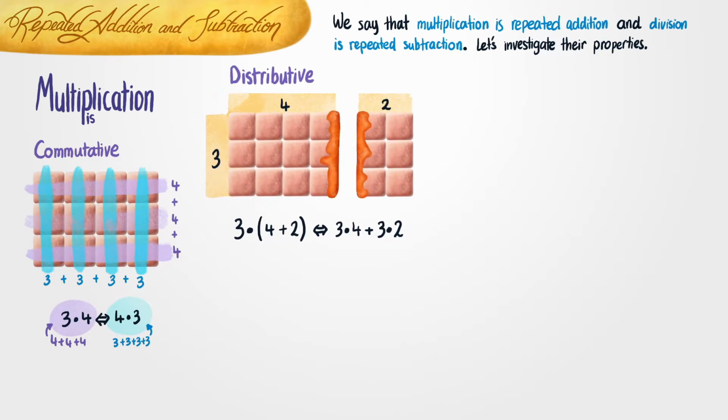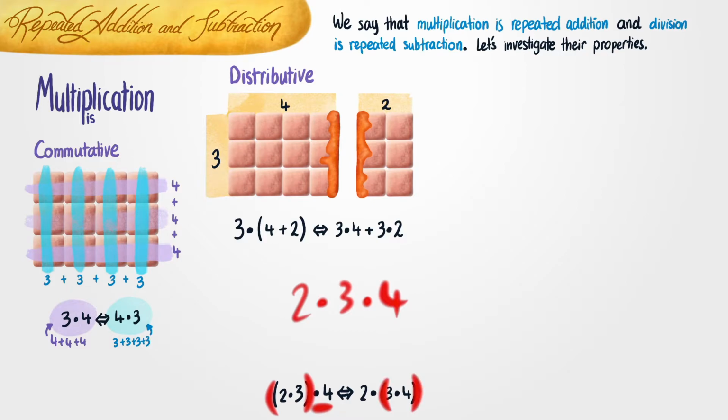Okay, so now that we know that multiplication is commutative and distributive, it also has one other really important property as well. Let me just show you that one too. Now the last rule I want to show you is the fact that you can multiply things in any order that you like. So for example, if you're doing 2 times 3 times 4, you can do the 2 times 3 first and then multiply by 4. Or you can do the 3 times 4 first and then multiply by 2.